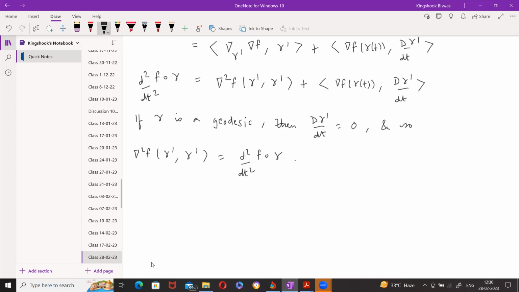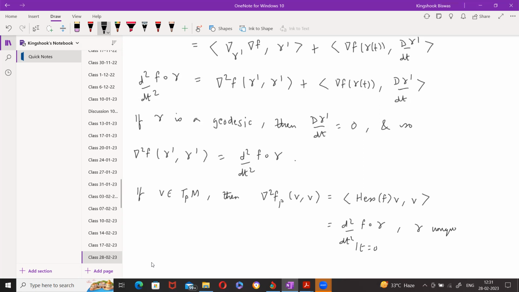Okay. So, in other words, if v belongs to TpM, then nabla squared f(v, v), which is the same as the inner product of Hessian f v comma v, is equal to d squared dt squared at t equal to 0 of f composed with gamma, where gamma is the unique geodesic such that the initial conditions are gamma(0) equal to p, gamma prime(0) equal to v. Is it clear?